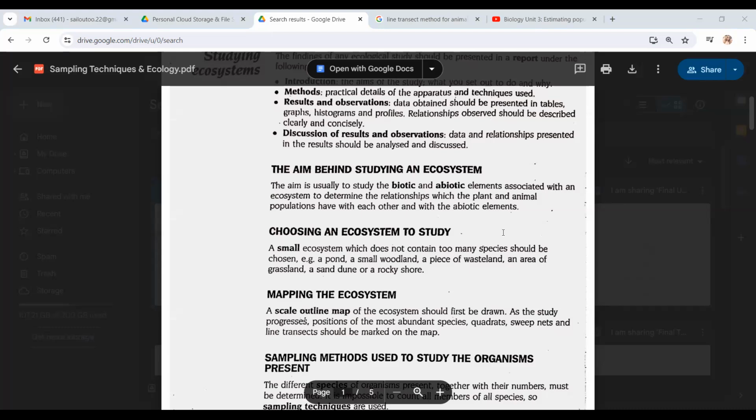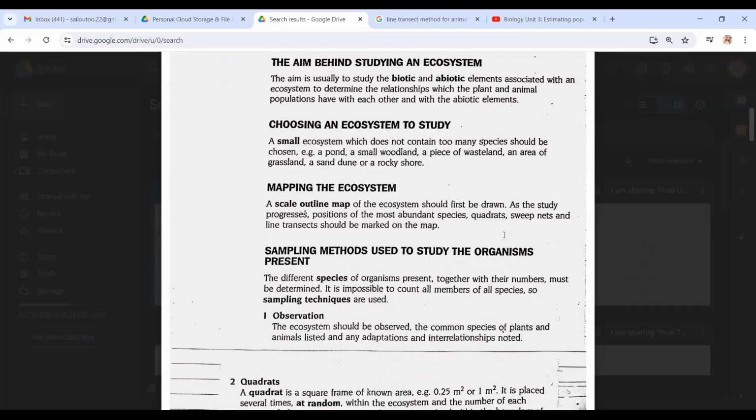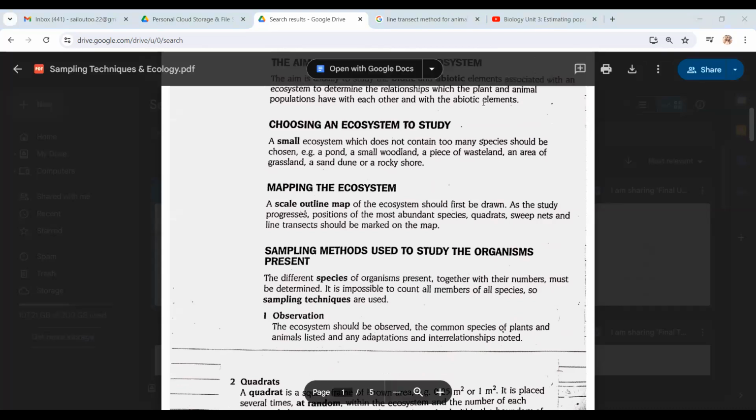Mapping the ecosystem. So let's talk about collecting organisms. To identify the organisms, they may be collected, but it's not really essential. They could be simply given code names. Organisms should not be collected or destroyed unnecessarily because you could disrupt your ecosystem and you don't want to do that.